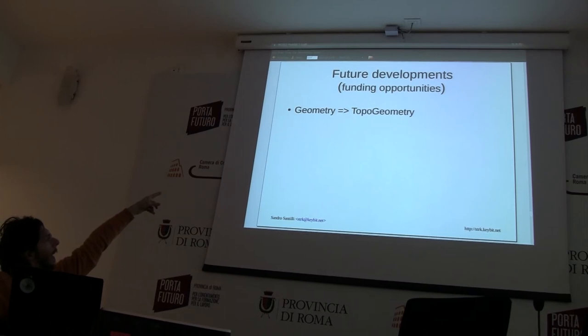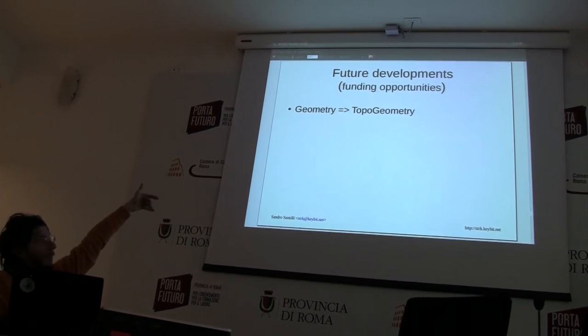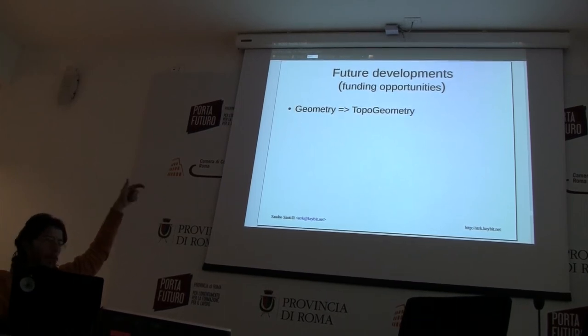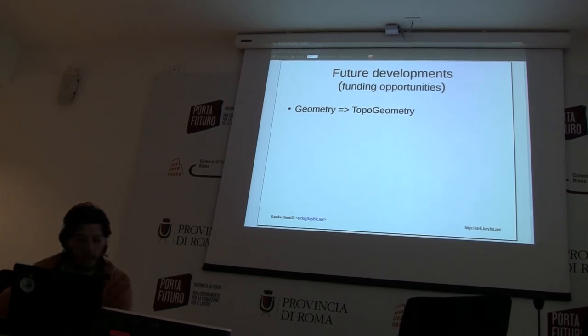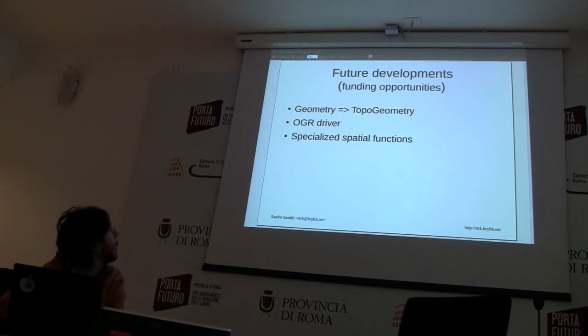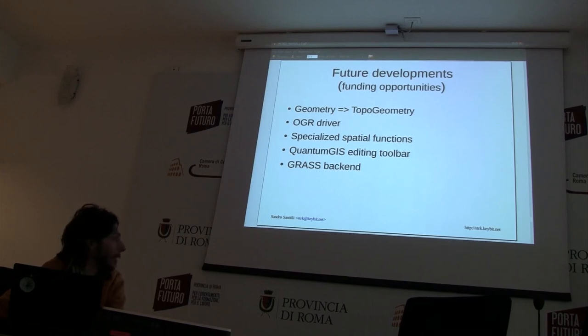By that time, I envisioned one function that would make it easy to construct topology, which was to construct a topo geometry from a geometry. That function is implemented now. A Quantum GIS editing toolbar is not implemented yet, but is in the works. Graph backend, also somebody's working on that.